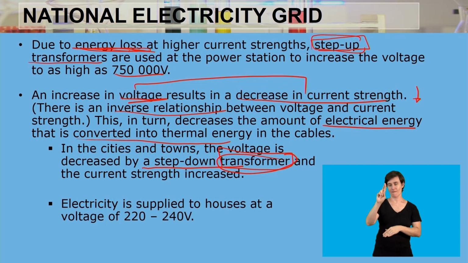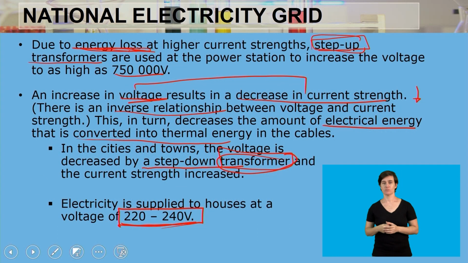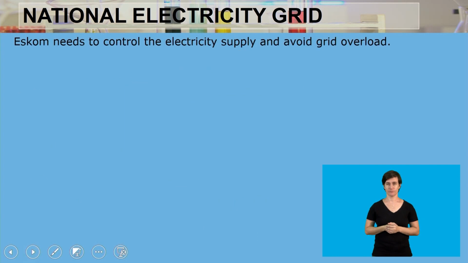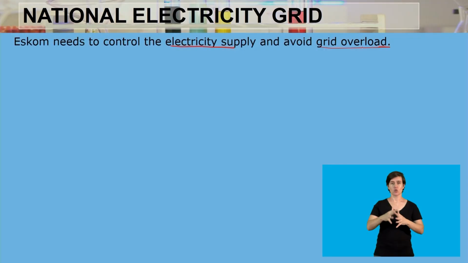We should also know that electricity is supplied to houses at a voltage of 220 to 240 volts. Now, in terms of Eskom controlling the amount of energy that is being transported, Eskom needs to control the electricity supply and avoid grid overload. Remember, grid overload means the energy that is demanded by everyone in this country versus the energy that is being supplied. If the energy demand is high compared to the energy supply, remember, we can institute something called load shedding.